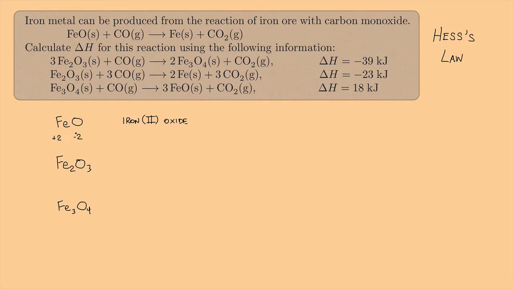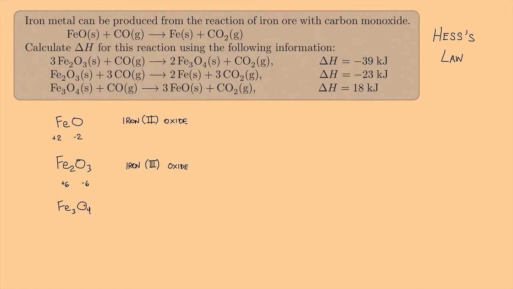Well, if oxygen has an oxidation state of -2 and there are 3 of them, that makes a total of -6. To get a +6 over here, I would need iron to have an oxidation state of +3. +3 times 2 would give me +6. So this must be iron(III) oxide. Okay, what's this last one?